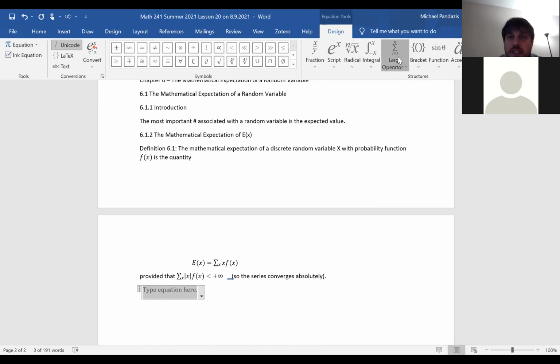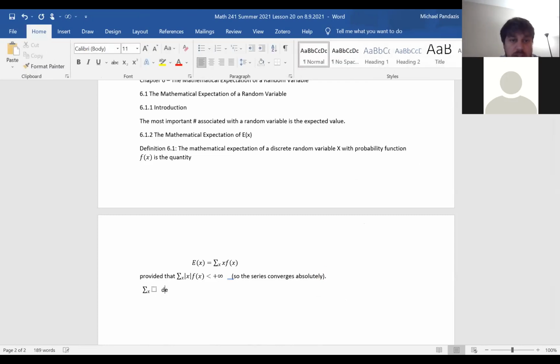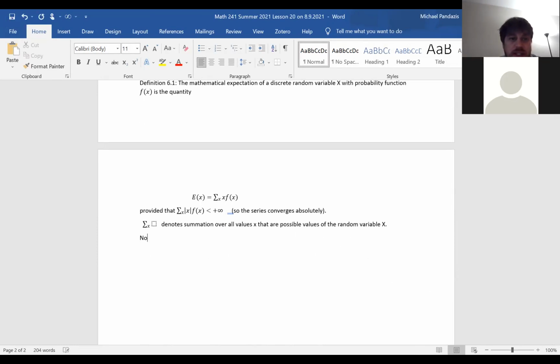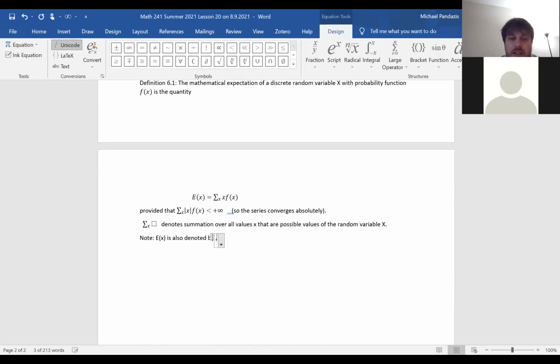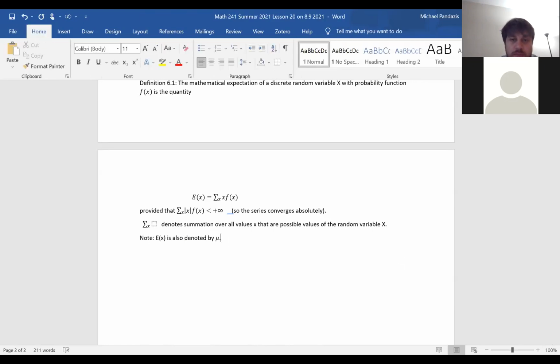The sum over x notation, ignore the box, denotes summation over all values little x that are possible values of the random variable capital X. So we're only summing over all possible values little x of the random variable capital X. And note that E of X is also denoted by, okay. So example 6.1 illustrates this.